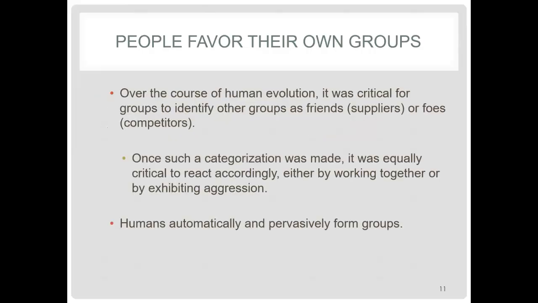Now, over the course of human evolution, it was critical for groups to identify other groups as either friends or foes. So friends would be suppliers, and foes would be competitors for those supplies.